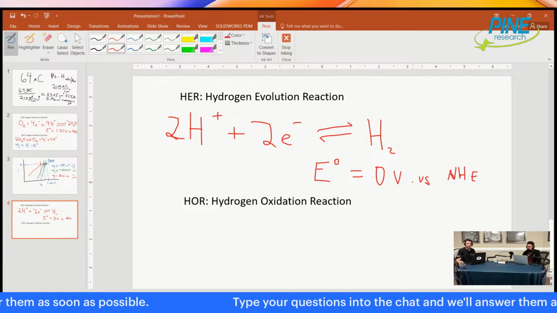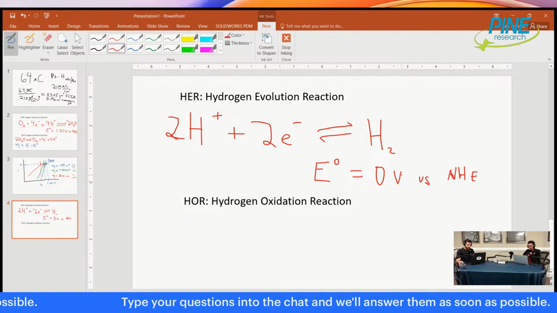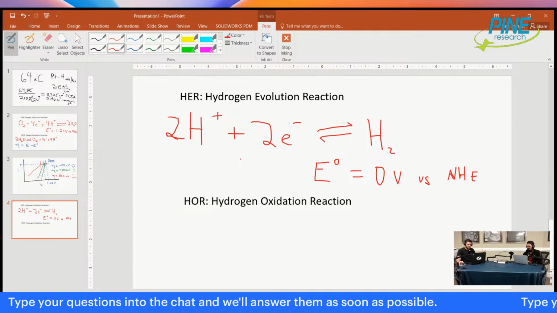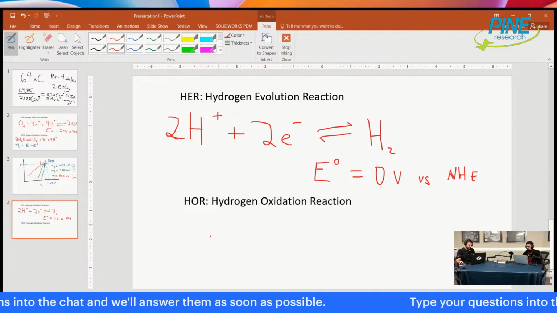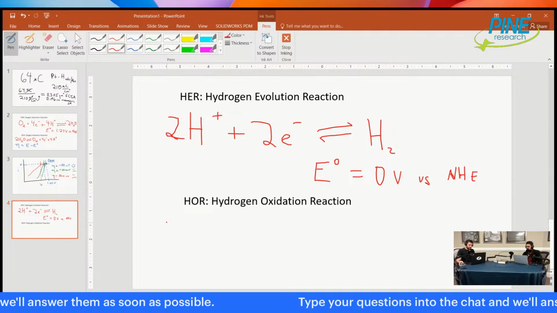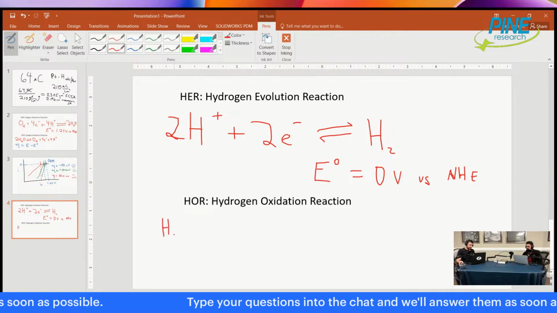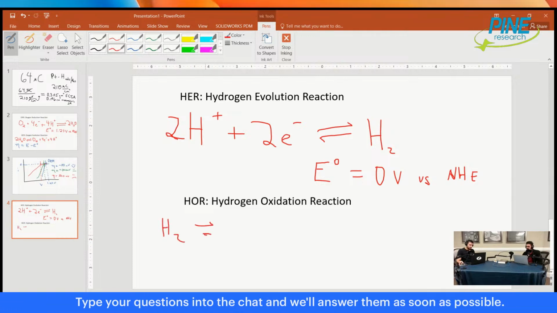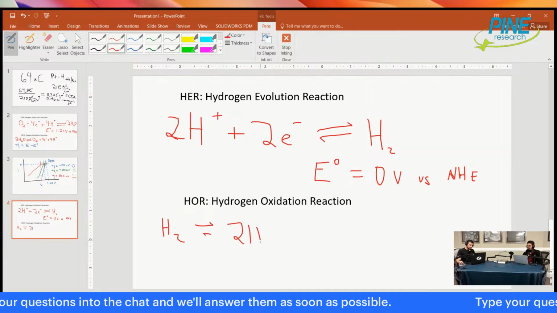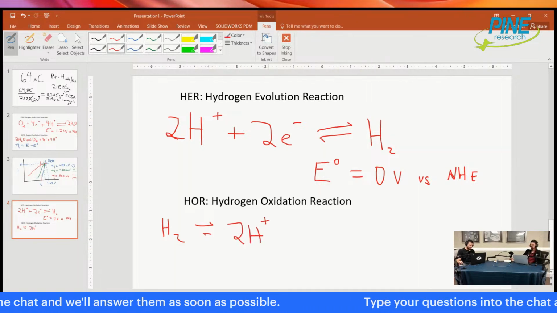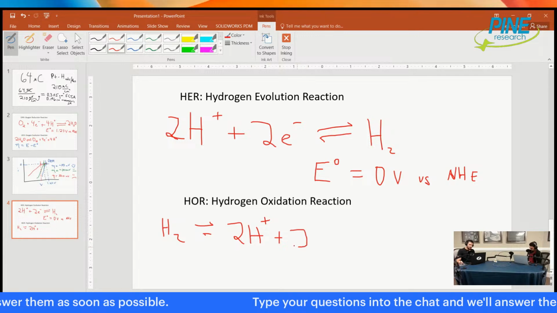Anyway, this is the reference reaction, right? Everything is referenced to hydrogen, so it is by definition 0 volts. And then the hydrogen oxidation reaction is where hydrogen gas goes to 2 protons and 2 electrons. It's just going the other direction. It's the oxidation of the above reaction, right?